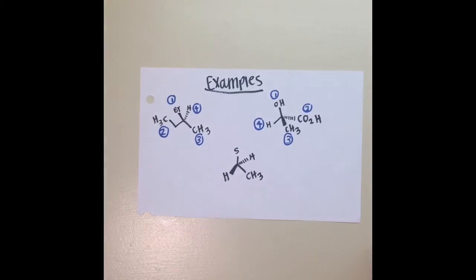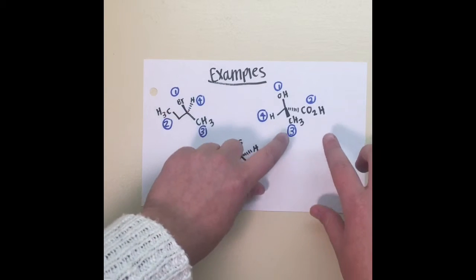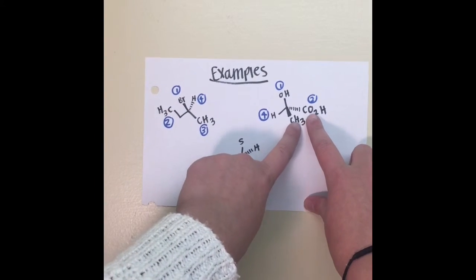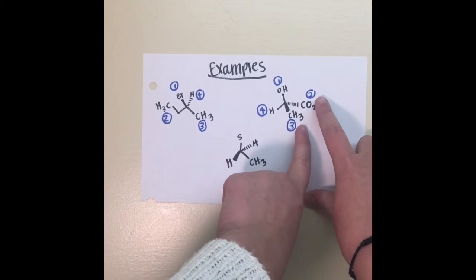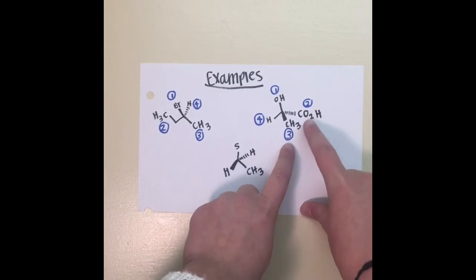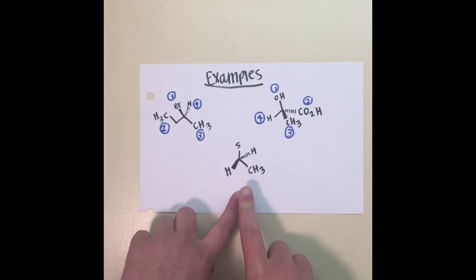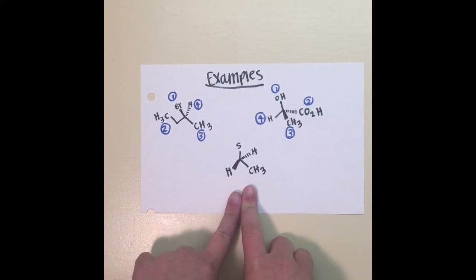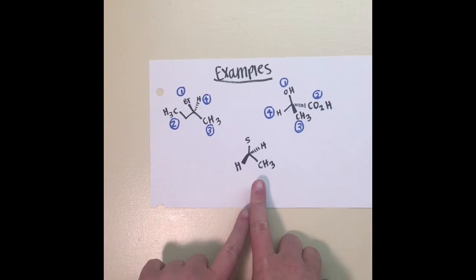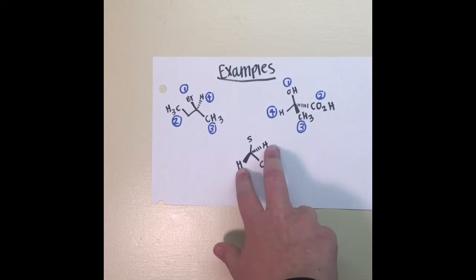On this molecule, oxygen has the highest atomic number, so that takes first priority. On these 2, the point of difference is hydrogen and oxygen. Oxygen has the higher atomic number than hydrogen, so this takes second priority, this takes third, and this takes fourth. And on here, the reason there are no priorities is because this is actually an achiral molecule. As I said earlier, in order to define a chiral molecule, there have to be 4 different bonded groups, and on this there are 2 hydrogens, so this is achiral.